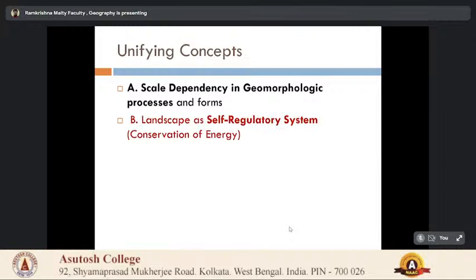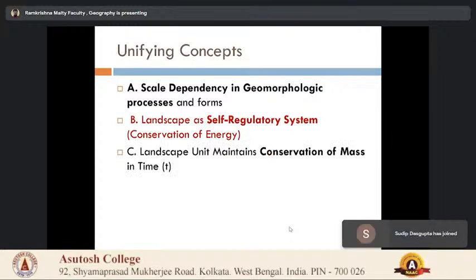The second one is that process and landscape, process and forms, are interrelated while they are acting together. But in most cases, what we find is that the process controls landscape. So far we understood that every geomorphic process develops its own set of landforms. But today we will see how the landscapes are generated by themselves, how they are self-regulatory in systems. And this could be explained by the principle of conservation of energy and conservation of mass.